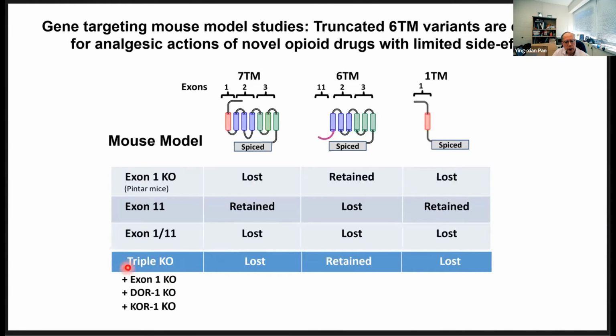The Pintar lab also made a triple knockout. In that knockout, there is a mu exon 1 knockout, similar to this one, but also a delta opioid receptor and kappa opioid receptor knockout. So in that mouse model, all the opioid receptors are knocked out, with only the 6TM variant remaining. Keep in mind that in this model, only the 6TM variant is active within the opioid receptor family.